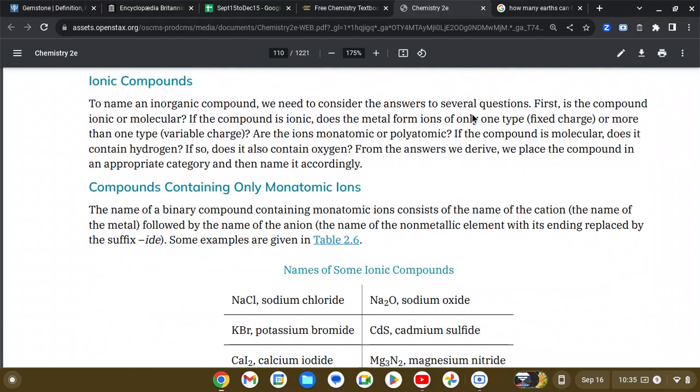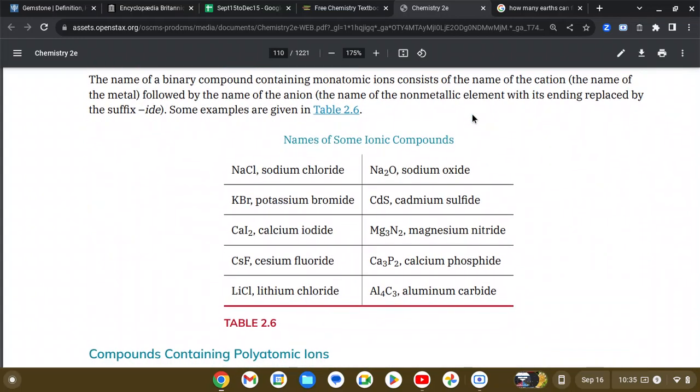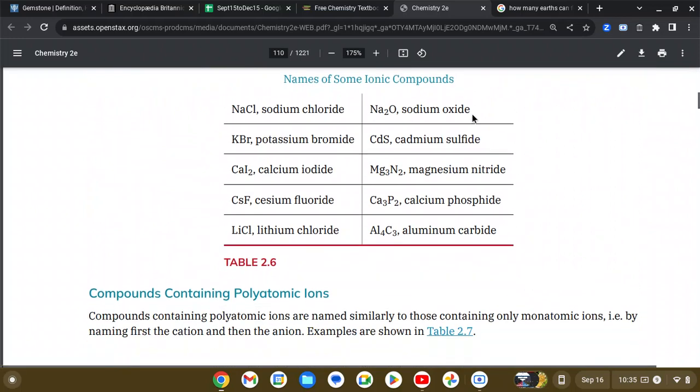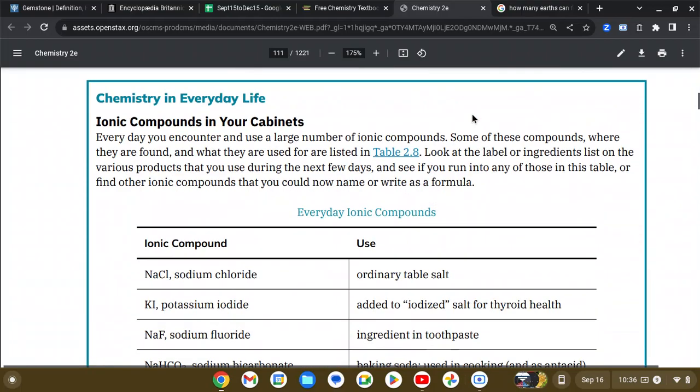Compounds containing only monatomic ions. The name of a binary compound containing monatomic ions consists of the name of the cation, the name of the metal, followed by the name of the anion, the name of the nonmetallic element with its ending replaced by the suffix "ide." Some examples are given in Table 2.6. Compounds containing polyatomic ions. Compounds containing polyatomic ions are named similarly to those containing only monatomic ions, i.e., by naming the first cation and then the anion. Examples are shown in Table 2.7.